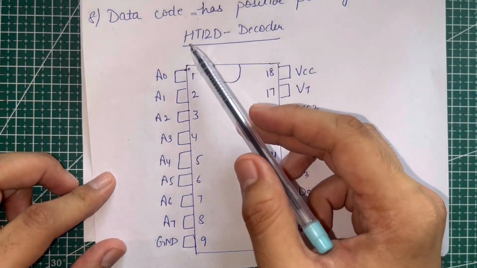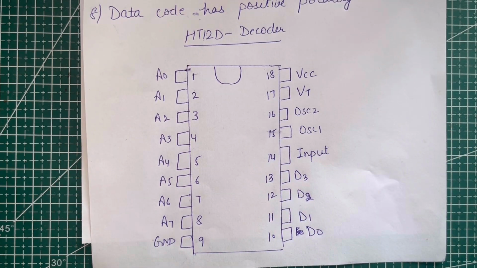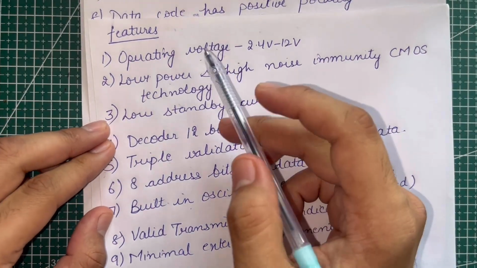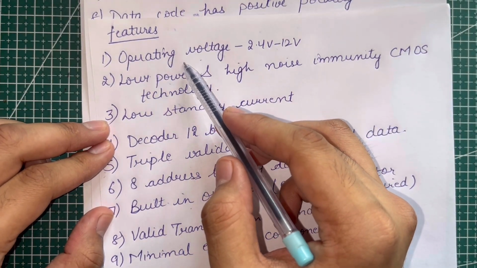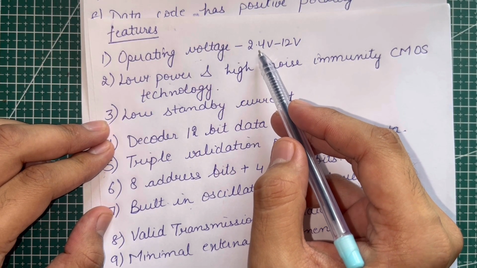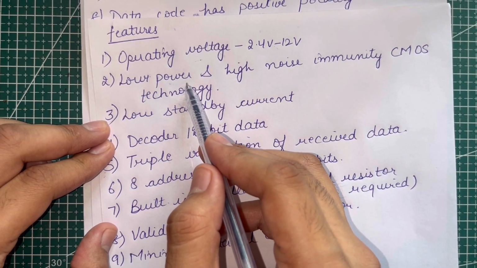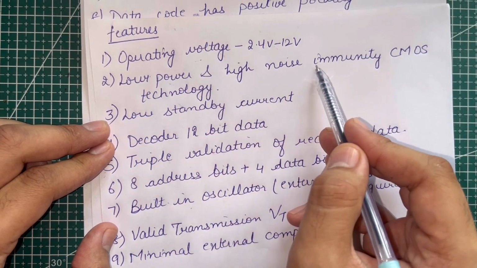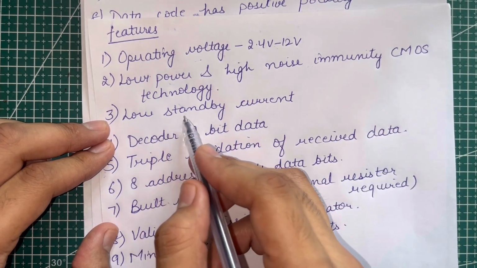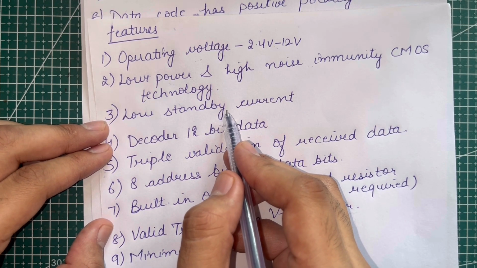Now, the HT12D decoder. This is the pin diagram of the HT12D decoder. Features. HT12D operates in the voltage range of 2.4 volts to 12 volts, making it compatible with both low power and standard electronic systems. It is built using CMOS technology, which provides low power consumption and high noise immunity, reliable for wireless communication. The decoder consumes very low standby current, which is beneficial for continuous operation in wireless receiver systems.